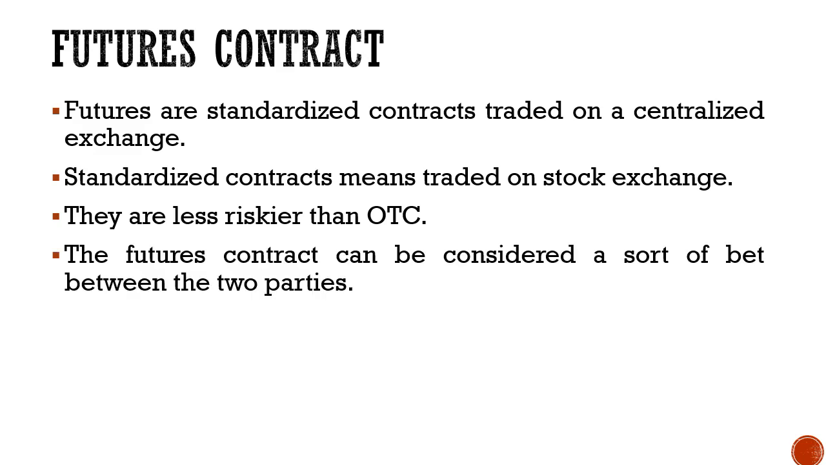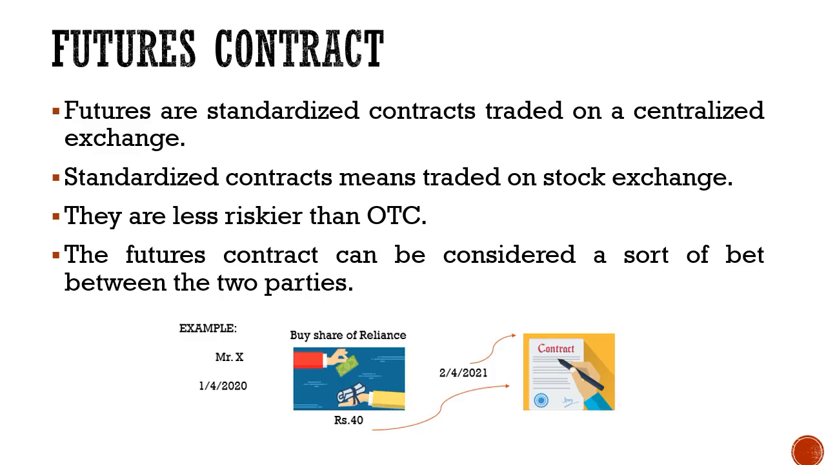Next, the future contract can be considered a sort of bet between the two parties. Yes, it is a kind of bet. So in the example that we had taken earlier, Mr. X bet that the price of the shares of Reliance in the future will increase. So he's betting on it, stating that whatever the price is today, after 1 year he's going to buy those shares at the same price. He is assuming or speculating that after 1 year the price of Reliance shares will increase, thereby making the contract today itself and fixing the price at rupees 40.